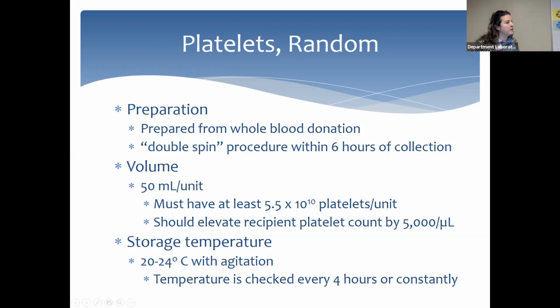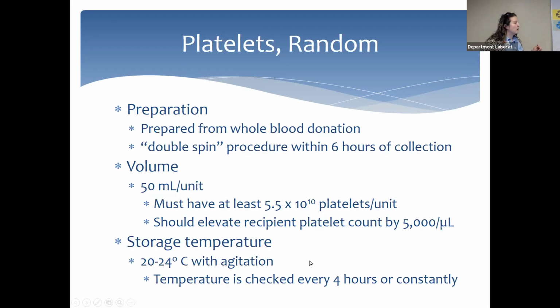A little bit of quality control that you guys need to know. In this one unit of random platelets from the whole blood collection, your platelet count must be 5.5 times 10 to the 10th. So that one unit should elevate your platelet count by about 5,000 per microliter. If you're ever wondering how your patient responded to that platelet transfusion, we're going to constantly check their platelet counts.